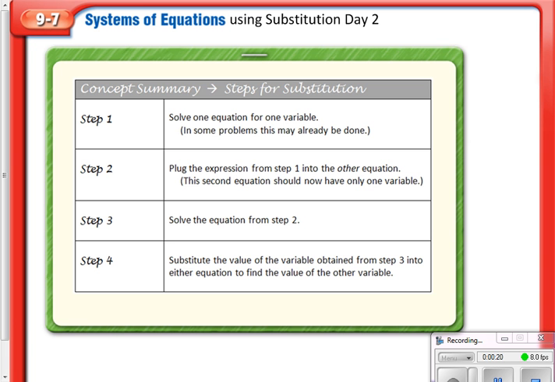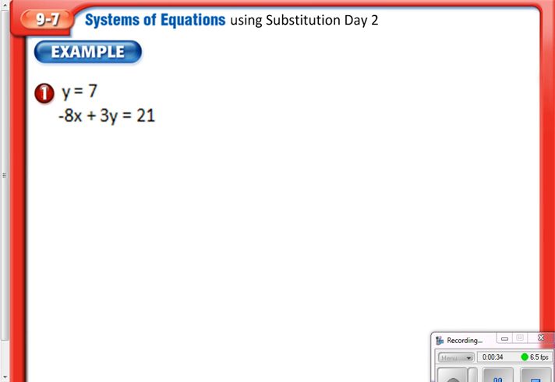Yesterday we did not need to take step 1. We didn't need to solve for one variable, meaning get a variable alone, kind of like literal equations. We will need to take this step today, and then we'll follow along with 2, 3, and 4. So here's example 1. You have y equals 7 and negative 8x plus 3y equals 21. Note that here in step 1, it is actually already solved for.